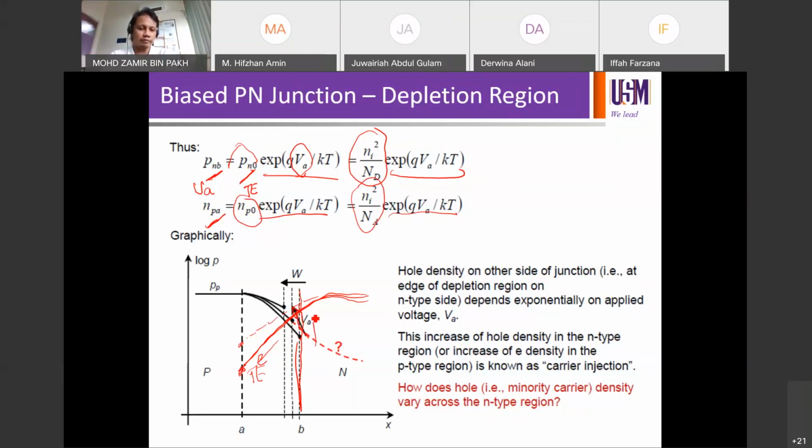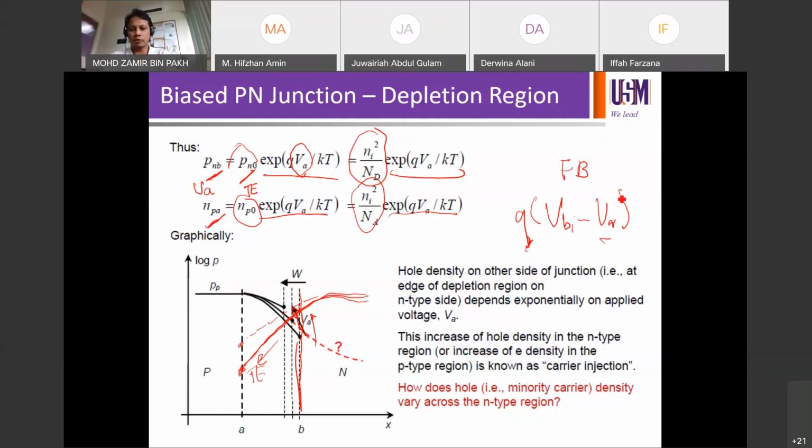So if you look at this expression and this profile, we can see that when VA is applied, we should be expecting higher minority carrier concentration on the opposite side of the depletion region, due to the application of the forward bias voltage, right? The reason is simple, because the moment you apply your forward bias, your barrier height is reduced accordingly. The barrier height is given by Q(VBI minus VA) in forward bias condition.